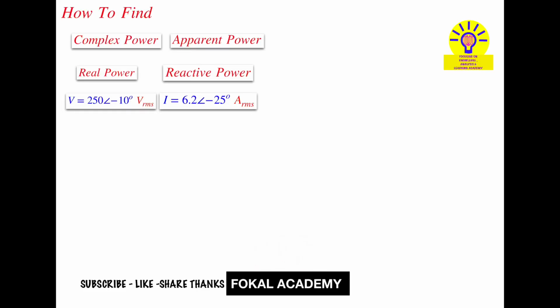In this problem, we see how to find complex power, apparent power, real power and reactive power, whenever the RMS voltage and RMS current are given. If you know the complex power, we can easily find the apparent power, real power and reactive power. Now the problem is how to find complex power.